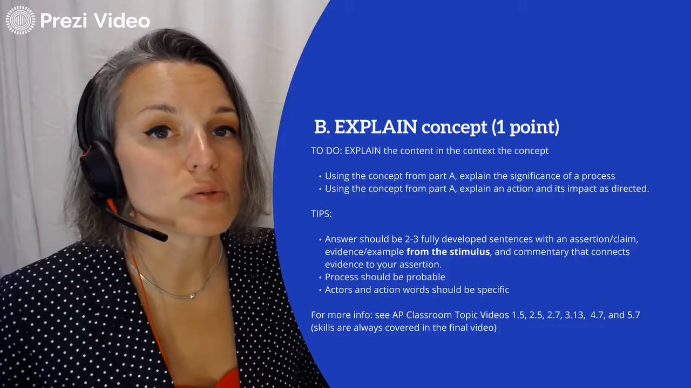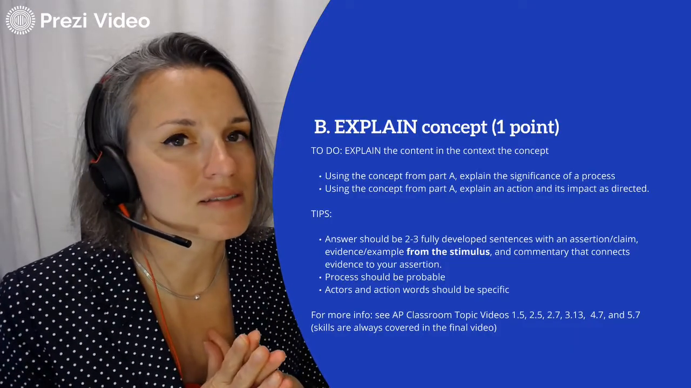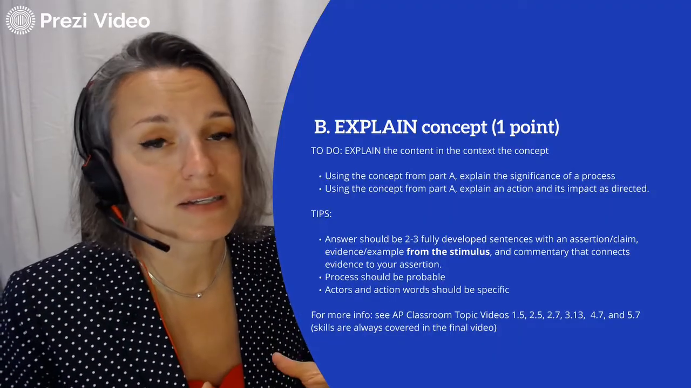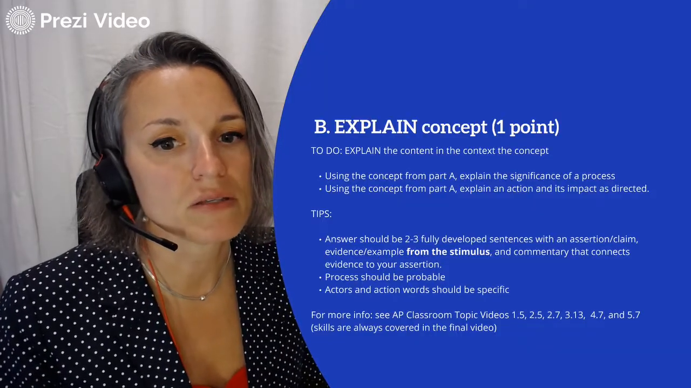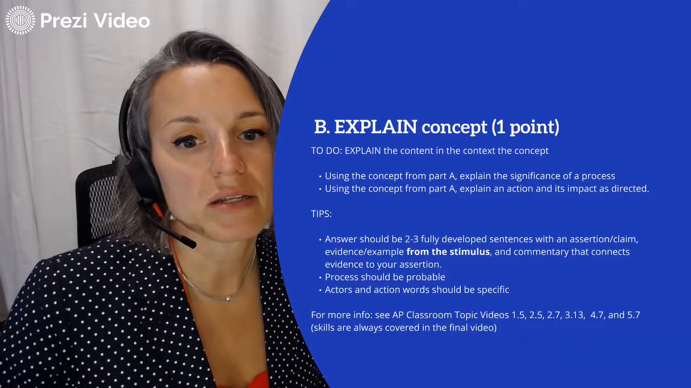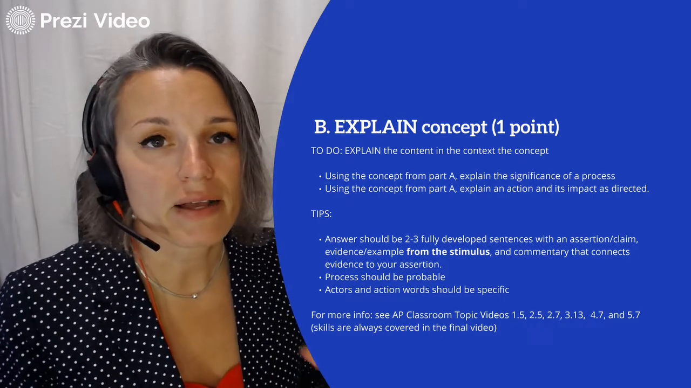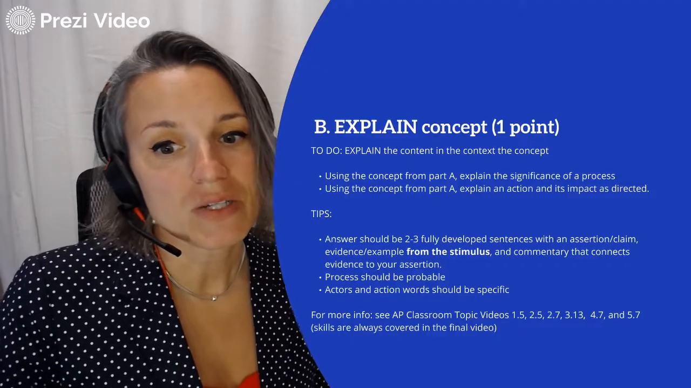That evidence should be pulled most of the time, but I always tell my kids, even if it doesn't say in the context of the stimulus or in the context of the prompt or in the context of the scenario, you really should still be pulling information from that stimulus into your explain as your evidence, making sure that you're using the same actors and action verbs that are up there to show that you understand what's happening.